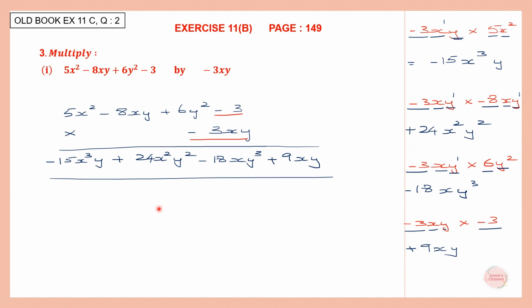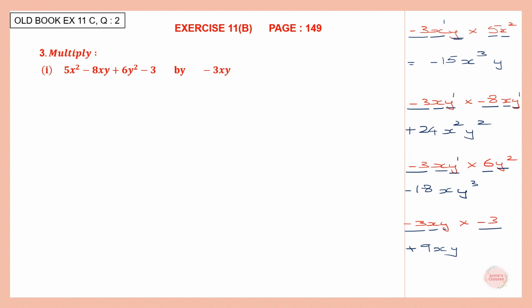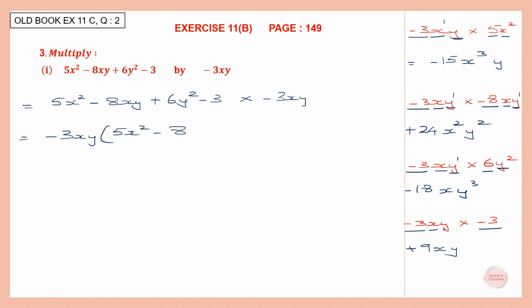Now I will teach you the row method. So in the row method, we write the first polynomial as it is. Okay, so that is 5x square minus 8xy plus 6y square minus 3 into minus 3xy. So this is the question. What we can do is put the monomial first, minus 3xy, and put the polynomial within brackets: 5x square minus 8xy plus 6y square minus 3. Now we multiply minus 3xy with each term here.